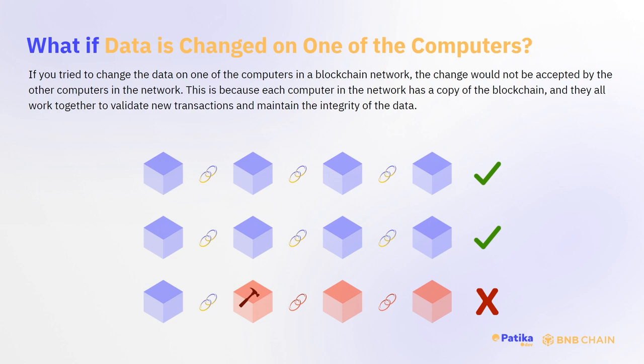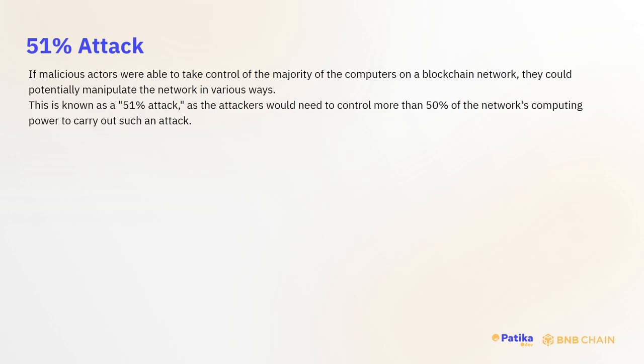But what if we have the majority on most of the computers on the network? So in this regard, we need to understand the 51% attack. If malicious actors were able to take control of the majority of the computers on a blockchain network, they could potentially manipulate the network in various ways. This is known as a 51% attack, as the attackers would need to control more than 50% of the network's computing power to carry out such an attack.